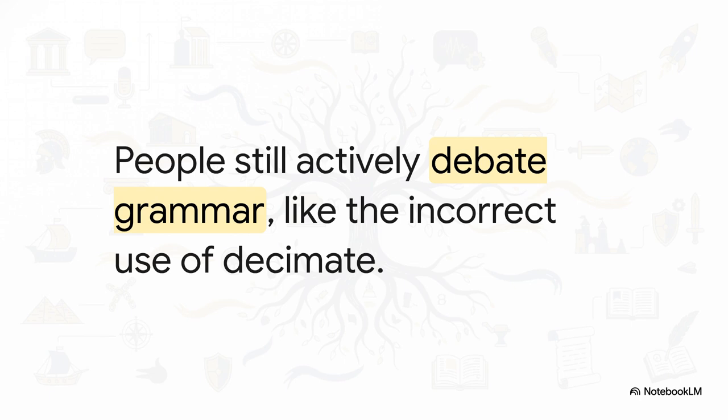For example, Merriam-Webster frequently addresses the so-called incorrect use of the word decimate. Historically, tracing back to its Latin root deci, meaning 10, to decimate meant a very specific Roman military punishment where 1 in every 10 soldiers was killed. But today, people just use it to mean absolute total destruction.